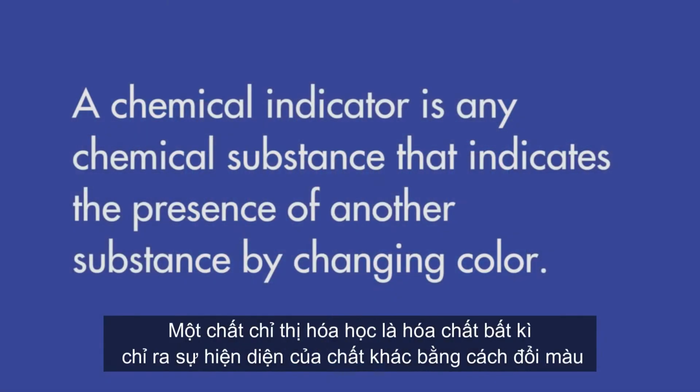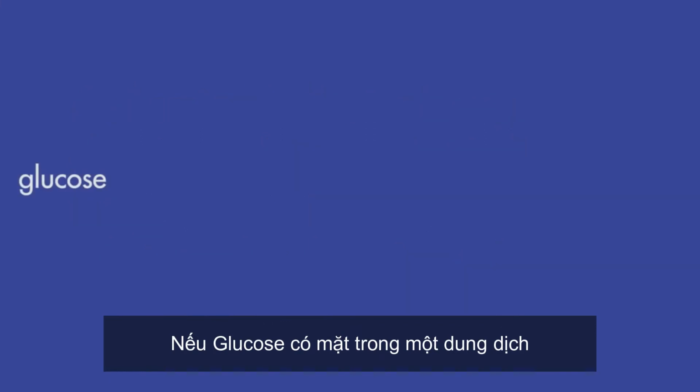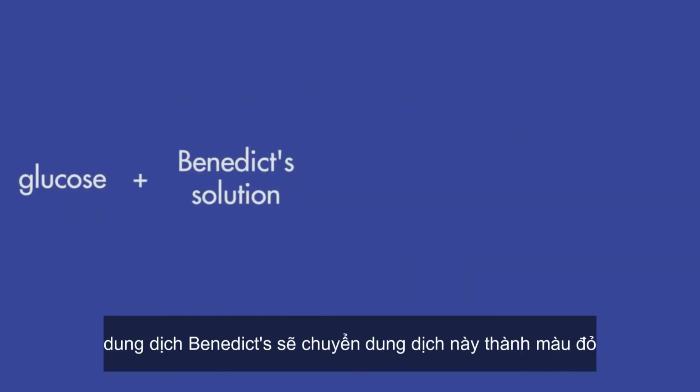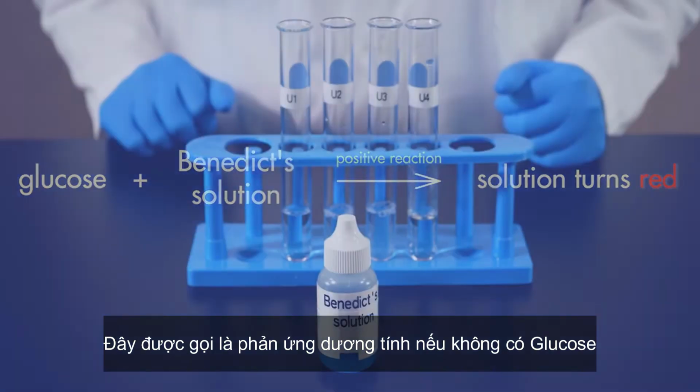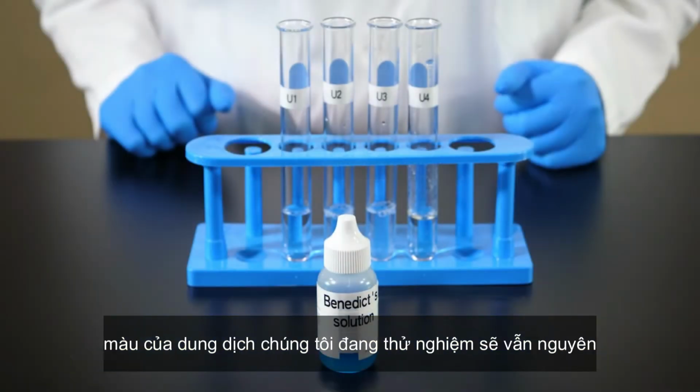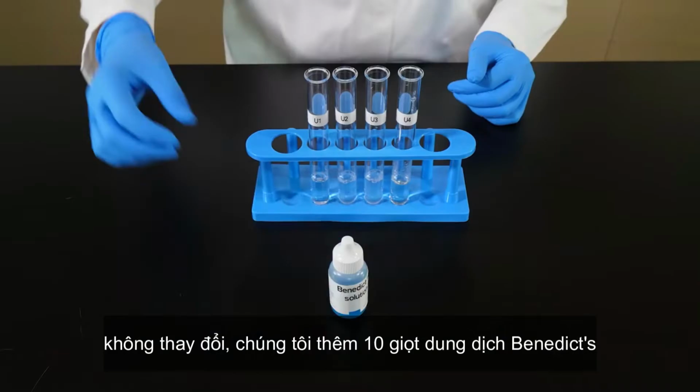A chemical indicator is any chemical substance that indicates the presence of another substance by changing color. If glucose is present in a solution, Benedict's solution will turn the solution red. This is called a positive reaction. If no glucose is present, the color of the solution we are testing will remain unchanged.